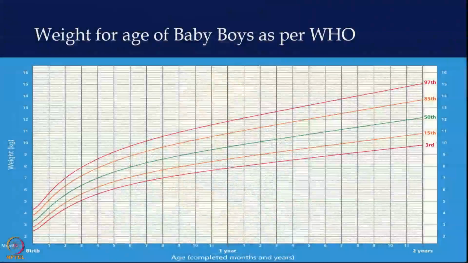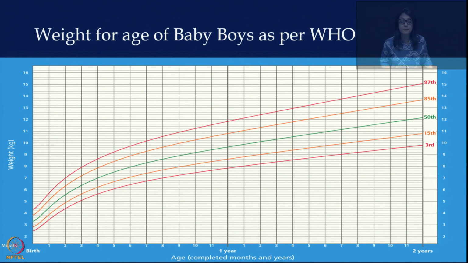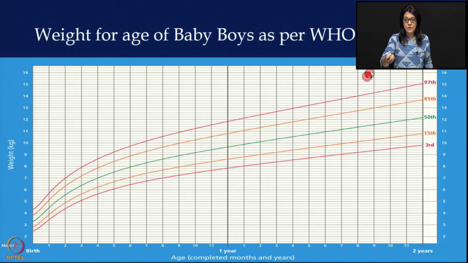Alright. So, this was your weight for age chart. Now, I will go to the next chart. This is weight for age for boys. As per WHO, this is again a percentile growth chart, and I want you to look at the boys chart, how they grow. This is your age, these are your months, this is your weight. Exactly the same chart as the girls' chart, but the weight gain is different.